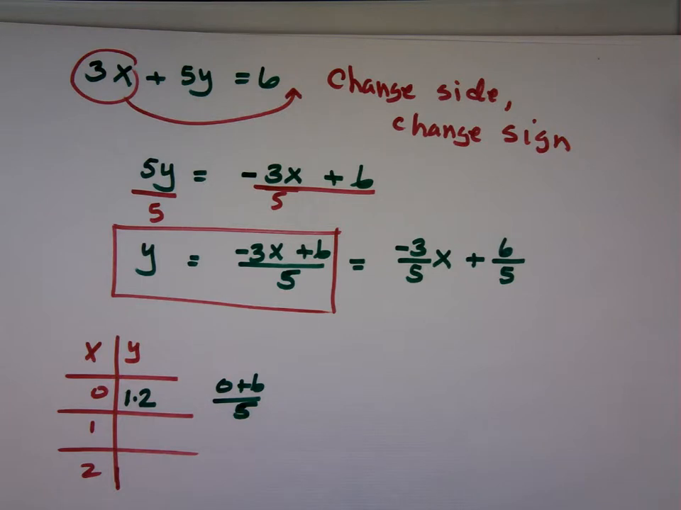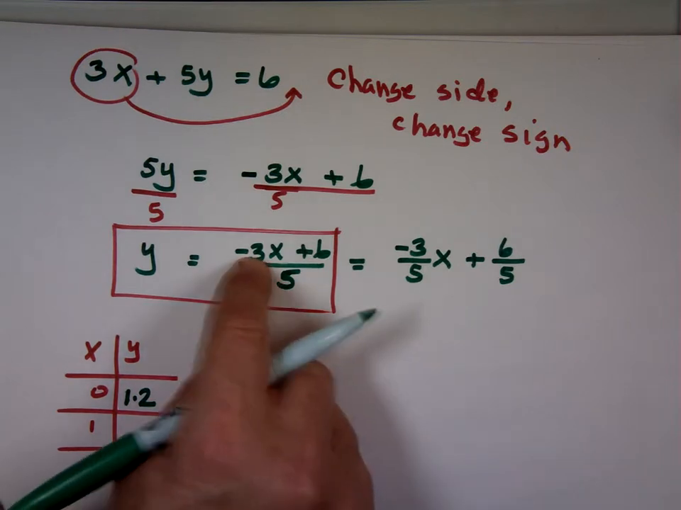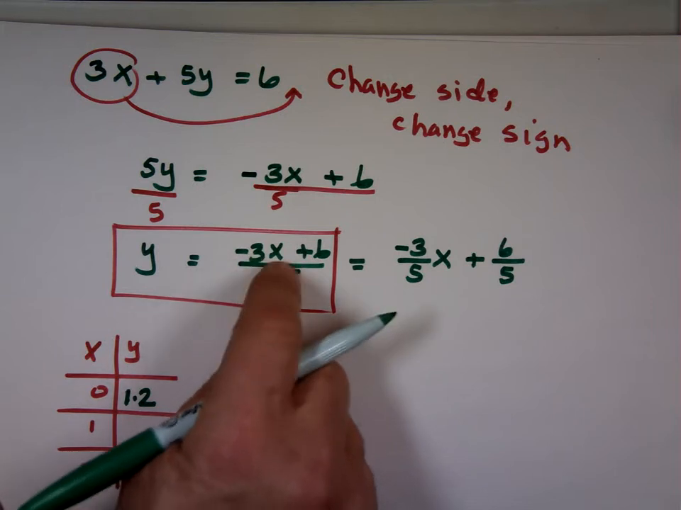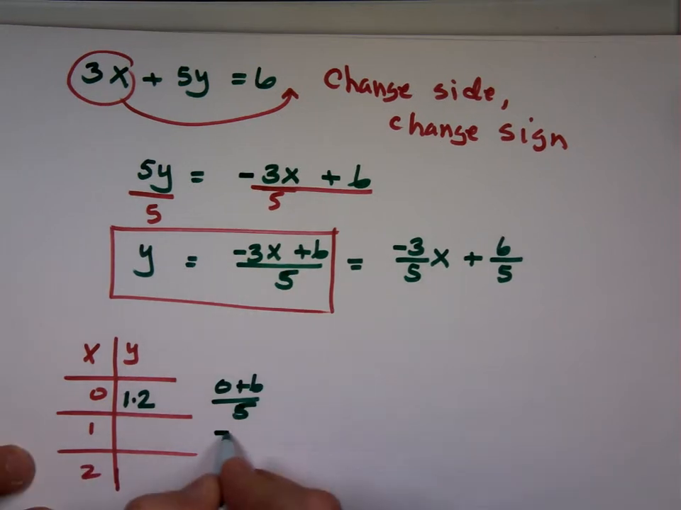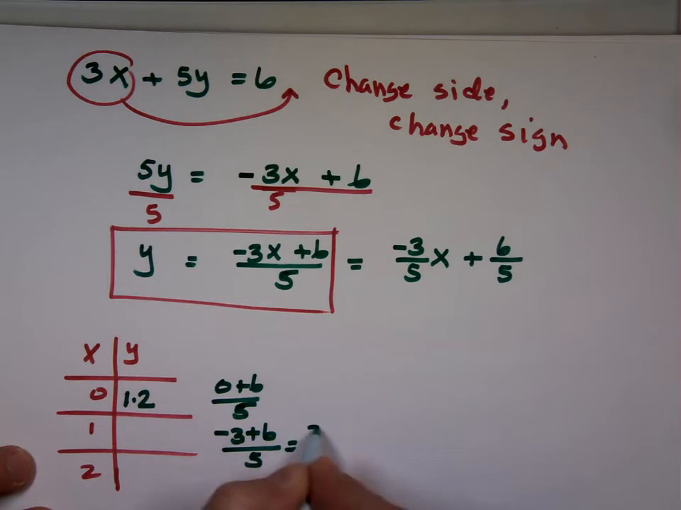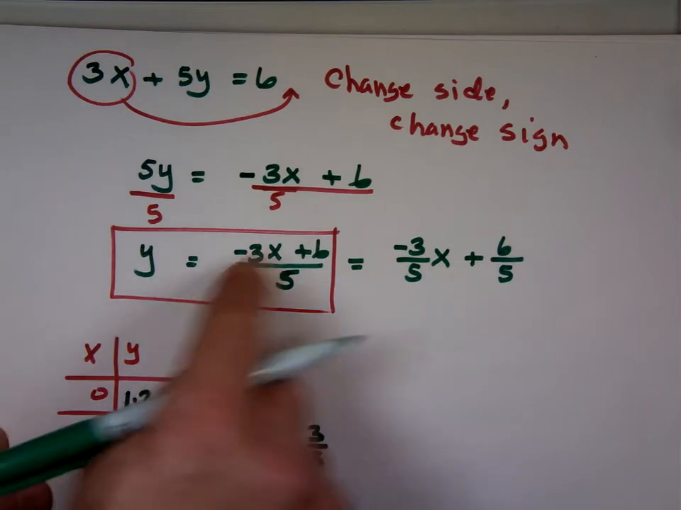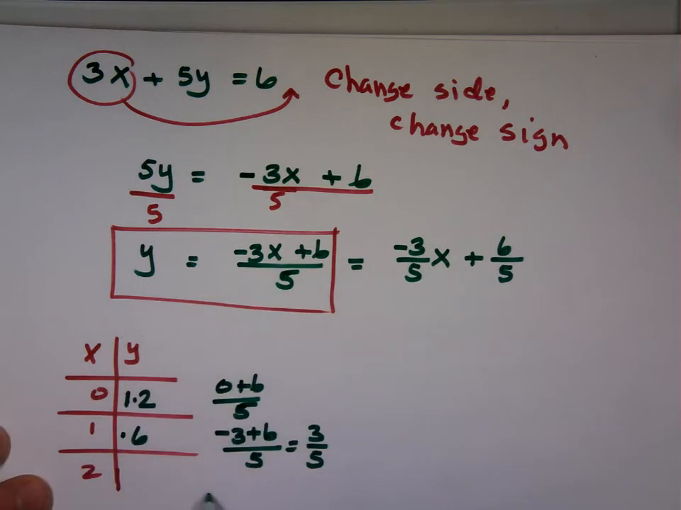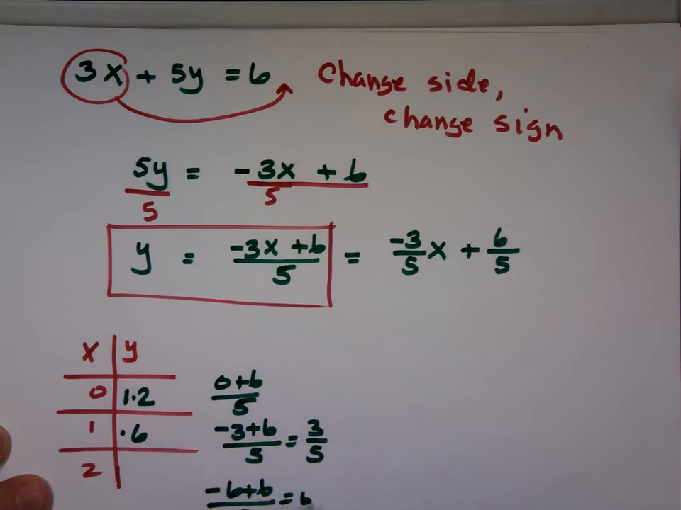When x is 1, what's negative 3 times 1? Negative 3 plus the 6 over 5. That's 3 over 5, which is what? 0.6. When x is 2, what's negative 3 times 2? Negative 6 plus 6 over 5, which is what? 0.